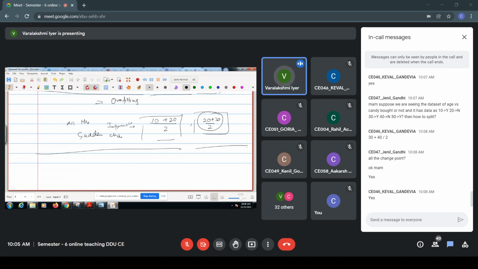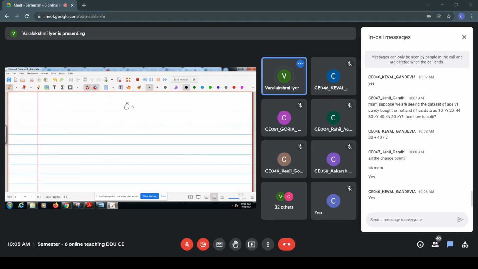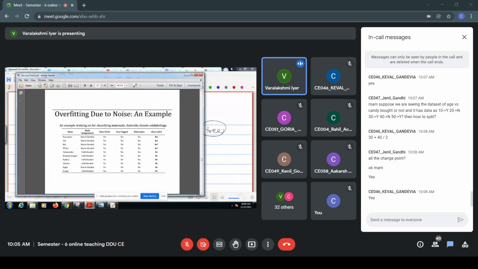Now, overfitting in case of decision tree learning. Overfitting and underfitting in case of decision tree learning will be based on the depth of the tree. So, for example, let us take this particular example that I have noted down.